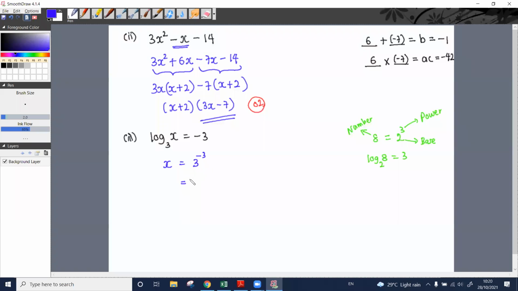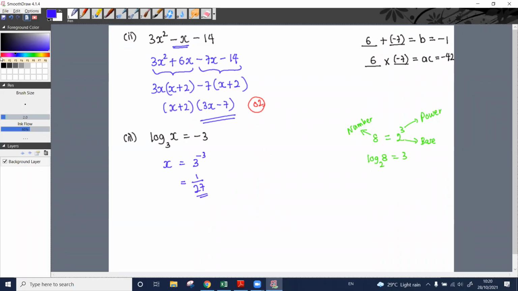3 to the power minus 3 is 1 over 27. Or else you can say 0.037, and it will go on like that. Or else we can express it as a fraction, 1 over 27.